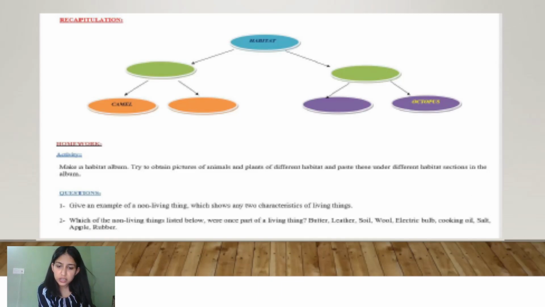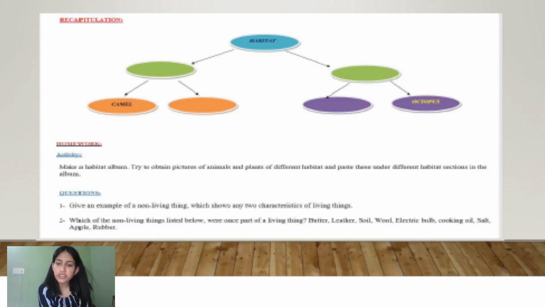You have done well. So I'll be moving forward to the homework now. The one activity that you'll have to do is making a habitat album. Try to obtain pictures of animals and plants of different habitats, and paste these under different habitat sections in the album. And a question you'll have to do is, give an example of a non-living thing which shows any two characteristics of living things.